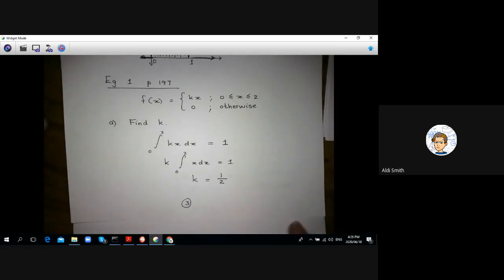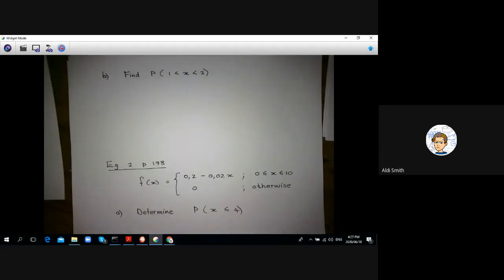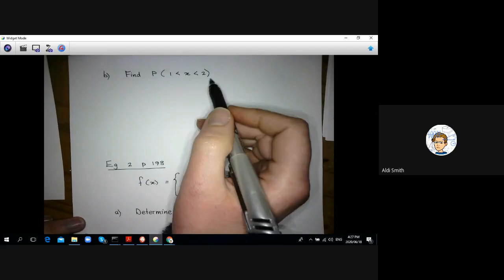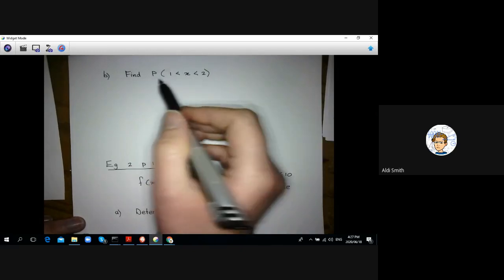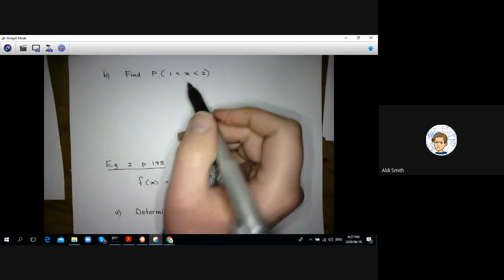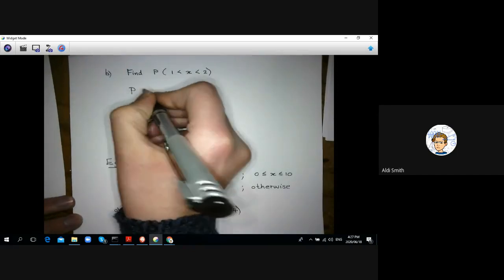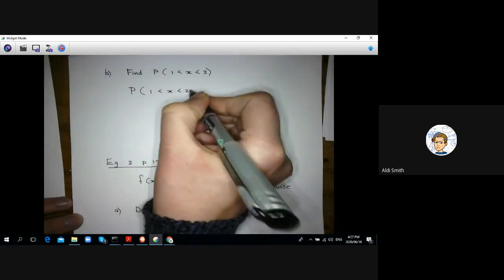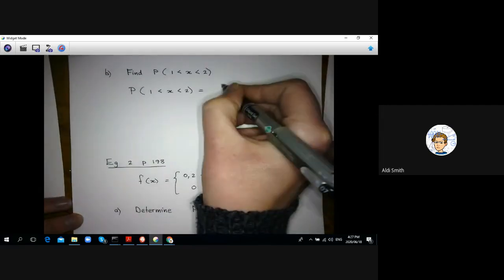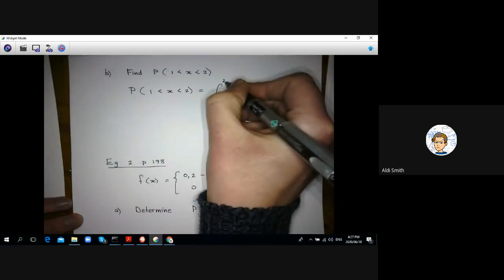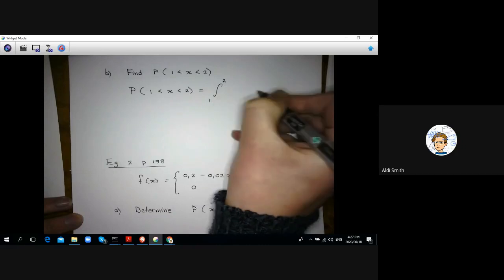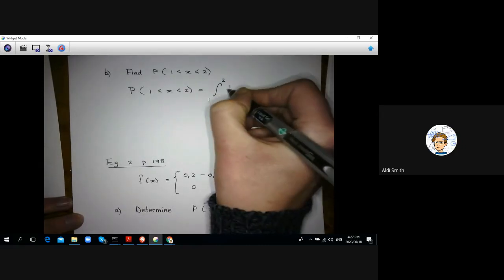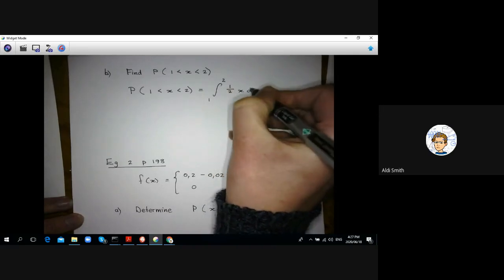So now we've got k, so we know k is equal to half. Now they want you to find the probability that x lies between 1 and 2. So for x lying between 1 and 2, again, the probability is the area underneath the curve. So the probability that x lies between 1 and 2 is going to be the integral from 1 to 2 of that kx dx, but please remember we've now calculated k as being a half. So I'm just going to put it in there. So that's a half x dx.